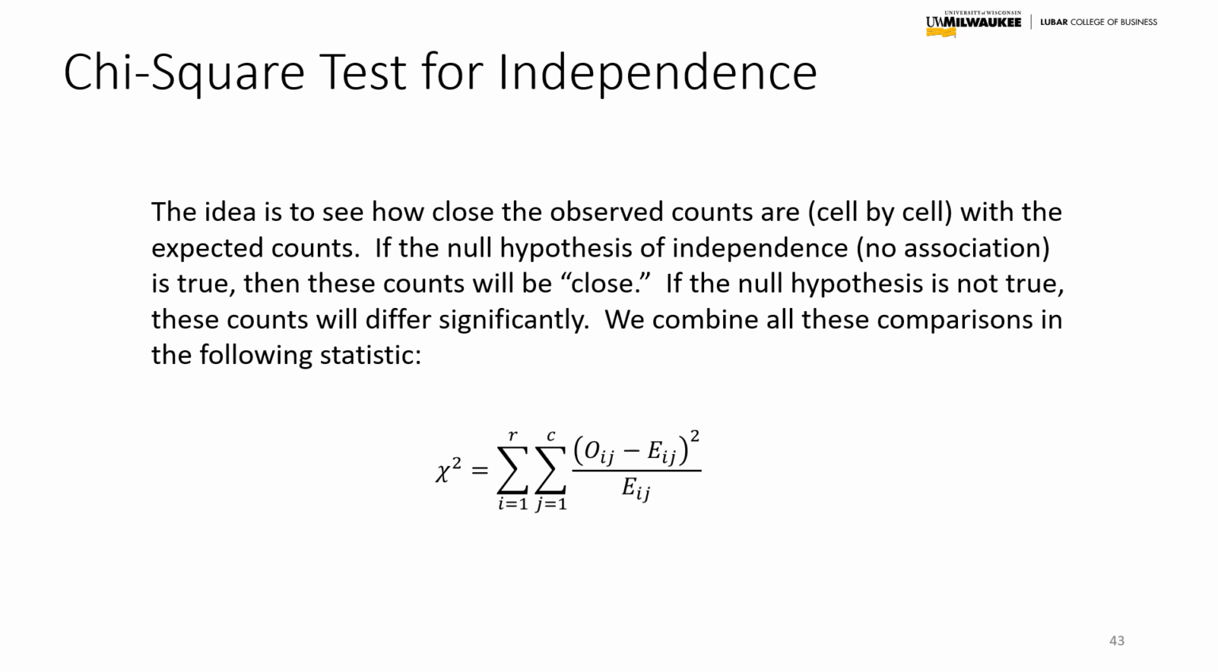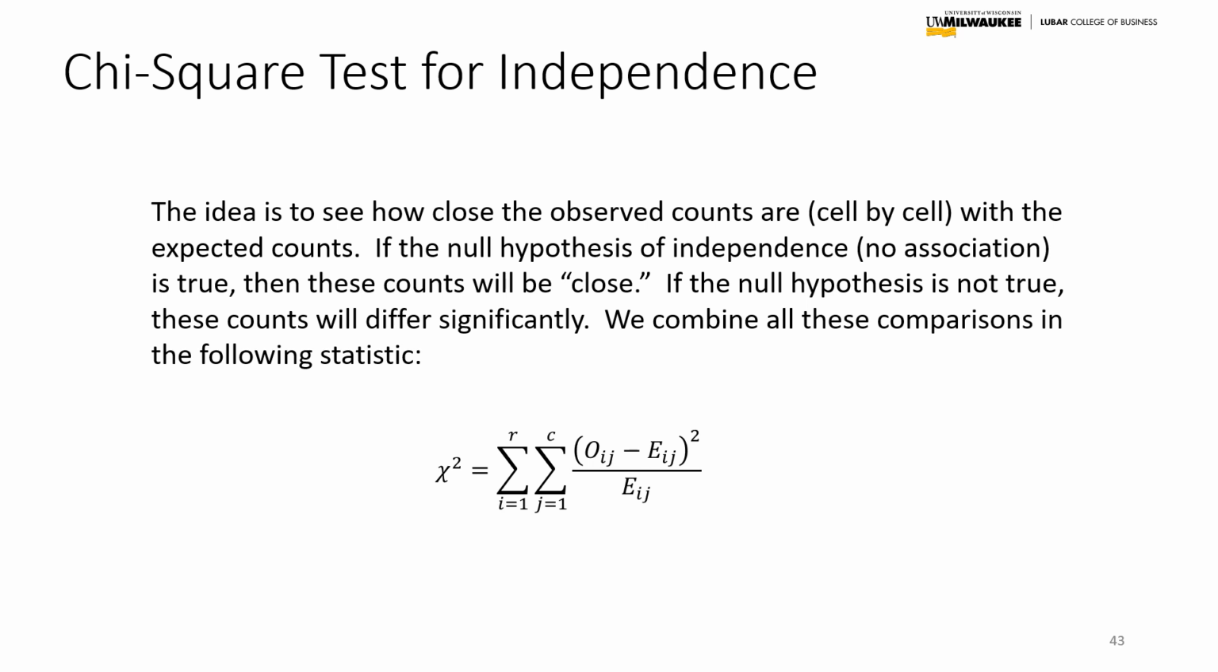Let's introduce you to the actual test. The null hypothesis is one of independence, no association. If the null is true, then we know the expected counts that fall into each of these cells. That's from the previous slide. Put that against the actual data, the observed counts. If the null hypothesis is true, then we would expect the observed and the expected counts to be close. If the null hypothesis is not true, then these counts will differ significantly.